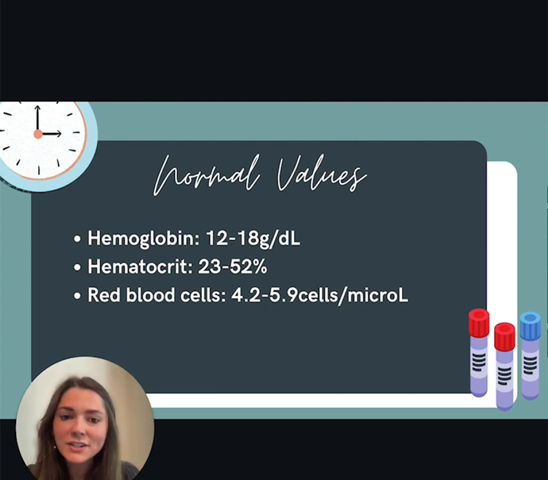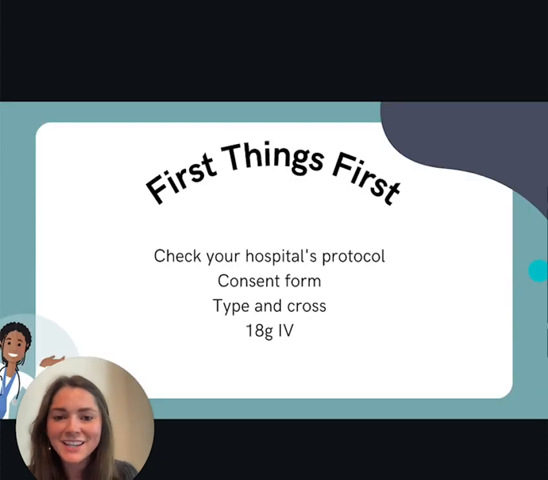It may be easier for you to group them in your head for memory purposes, but please remember that there are different values depending on the sex of the client. Then we also need to look at our red blood cell count, and we want that between 4.2 and 5.9 cells per microliter. So now that we've covered some basics, we can get ready to start the blood transfusion.